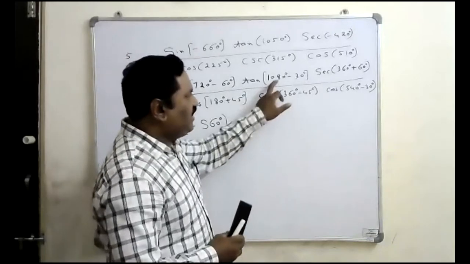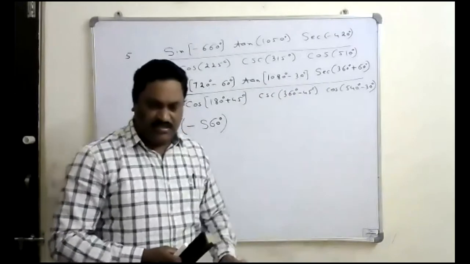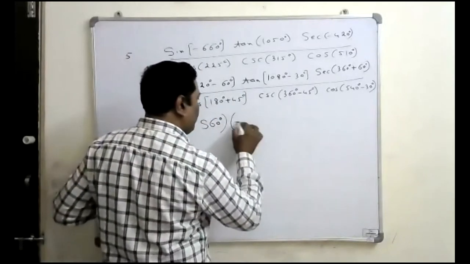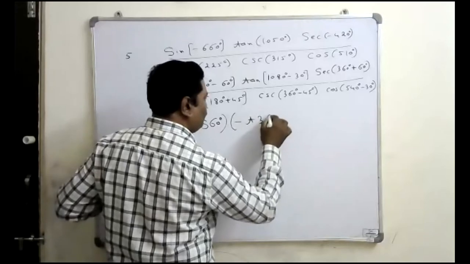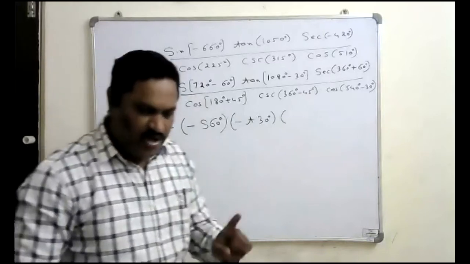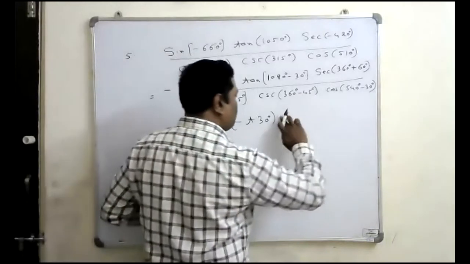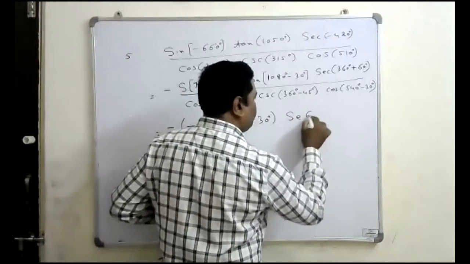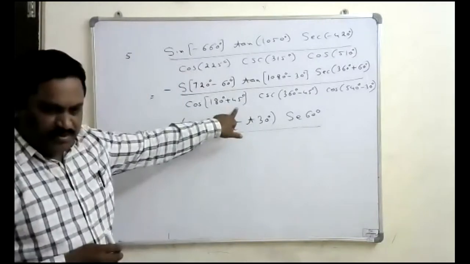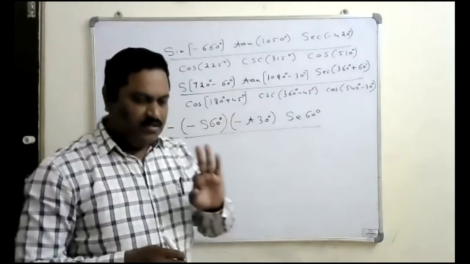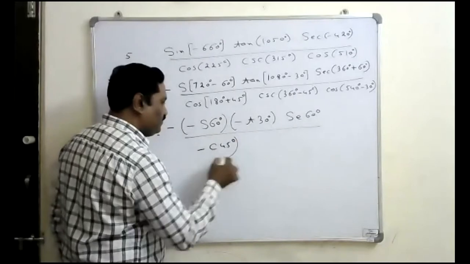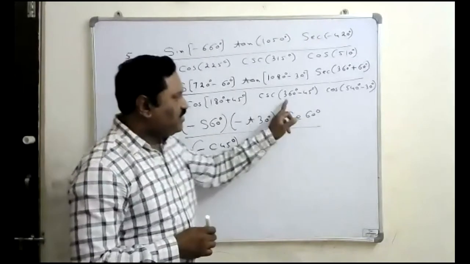And 1080 minus 30, in which quadrant does it lie? Fourth quadrant. In the fourth quadrant, tan is also negative, so you'll get minus tan 30. Into 360 plus, that is the angle of the first quadrant. Secant is positive, so that is secant 60 degree upon 180 plus, this is the angle of the third quadrant. In the third quadrant cos is negative, so you'll get minus cos 45 degree.